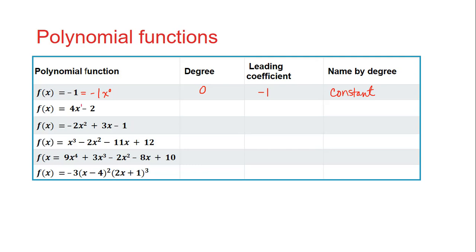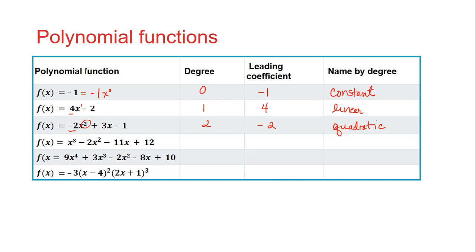f of x equals 4x minus 2. This has largest exponent of 1 on the variable, so the degree is 1. The coefficient of that term is 4, and hopefully you recognize this as a linear function. f of x equals -2x squared plus 3x minus 1. This is in standard form. The exponents are decreasing. The largest of those is 2. And the coefficient of that term is -2, and this is, of course, a quadratic when we have an exponent of 2.